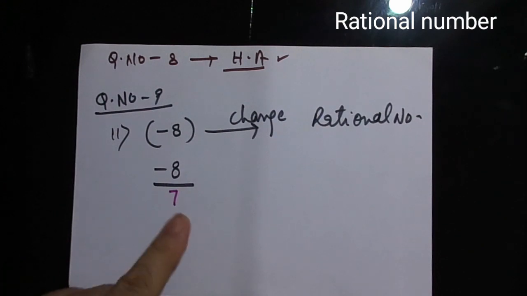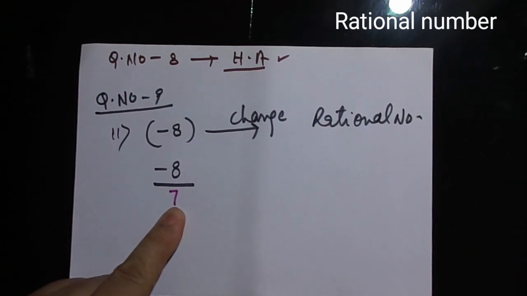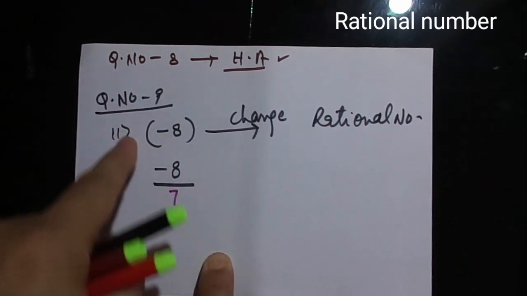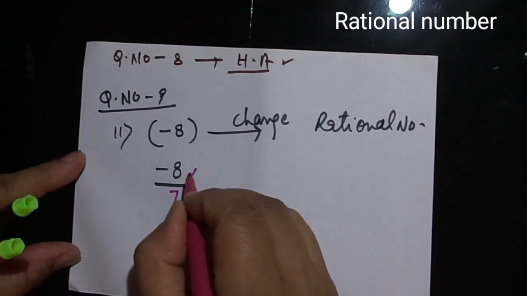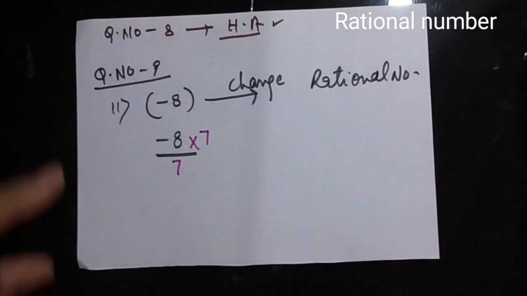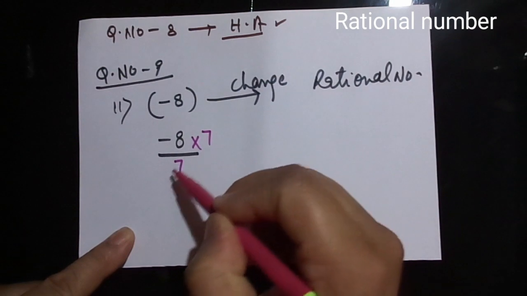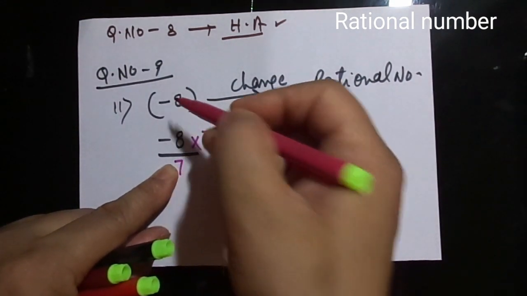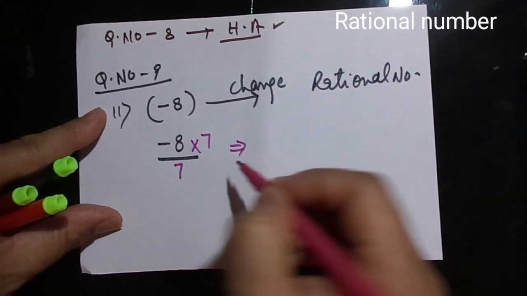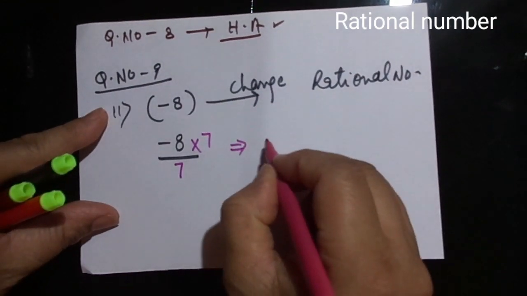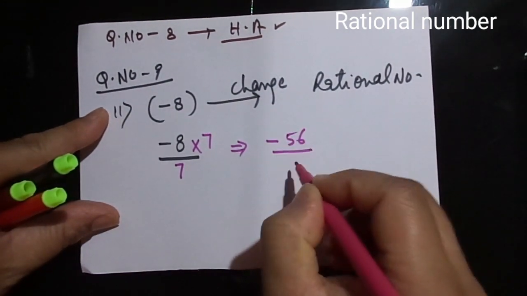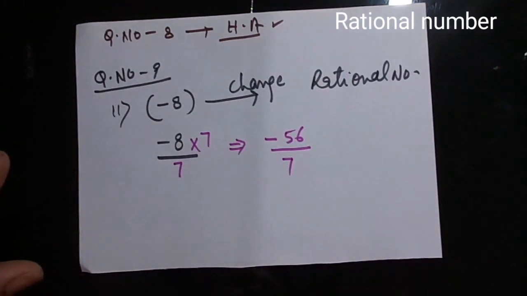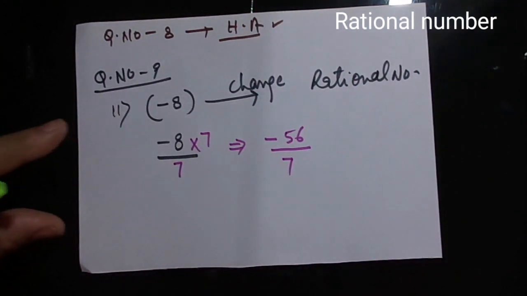Okay, fine. So this minus 8 should have a denominator of 7. So I've given 7, but the value of the number shouldn't change. So I need to multiply the numerator by 7 also, because when you cancel the numerator and the denominator, the value will be the same. So here you can say that the value will be minus 56 by 7.